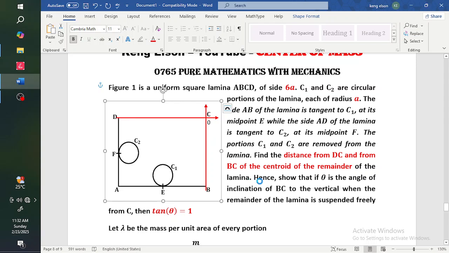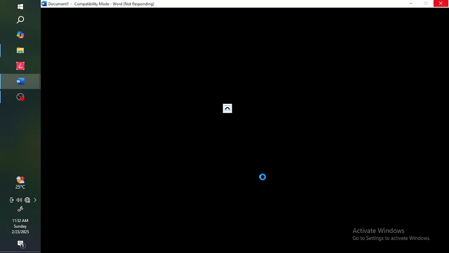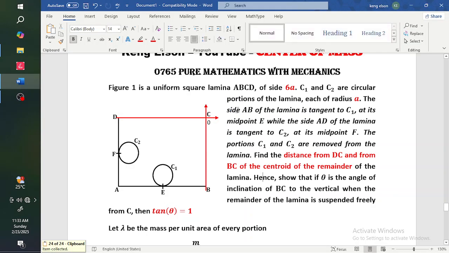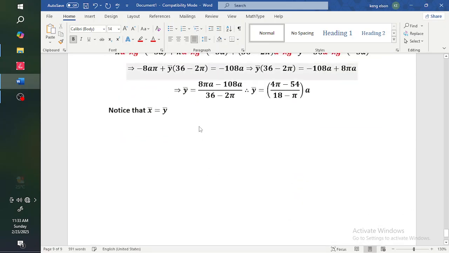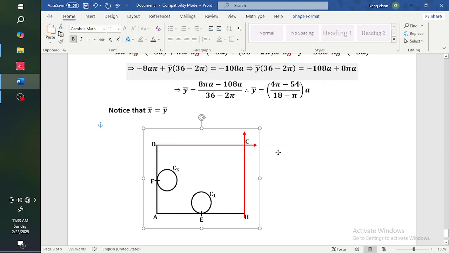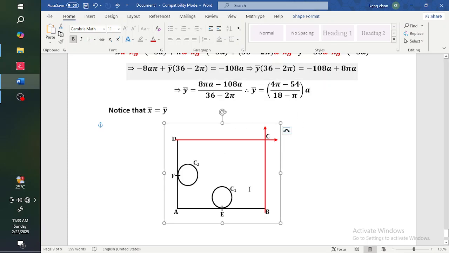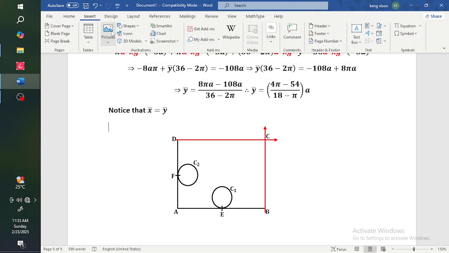So I'll just have to copy this diagram so that we go below and try to do the suspension. My Word is not responding, so you guys should just give me a moment. Okay, it's back. So when there is suspension, let us try to imagine that I try to suspend this body, that is the remainder of the lamina, at the point C. That's my point of suspension. So let me indicate that I am suspending at the point C.